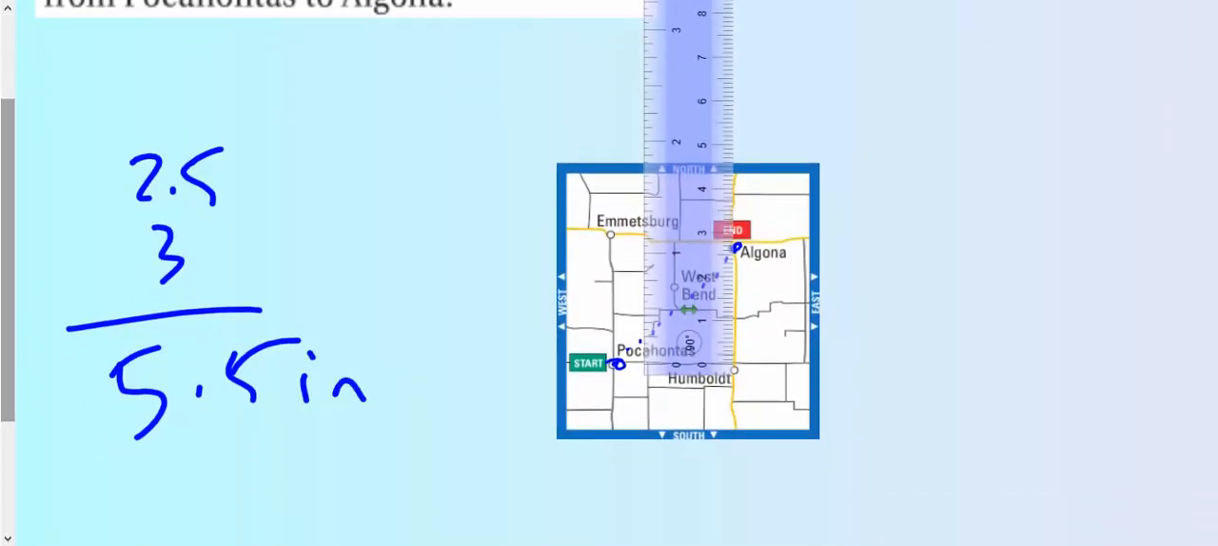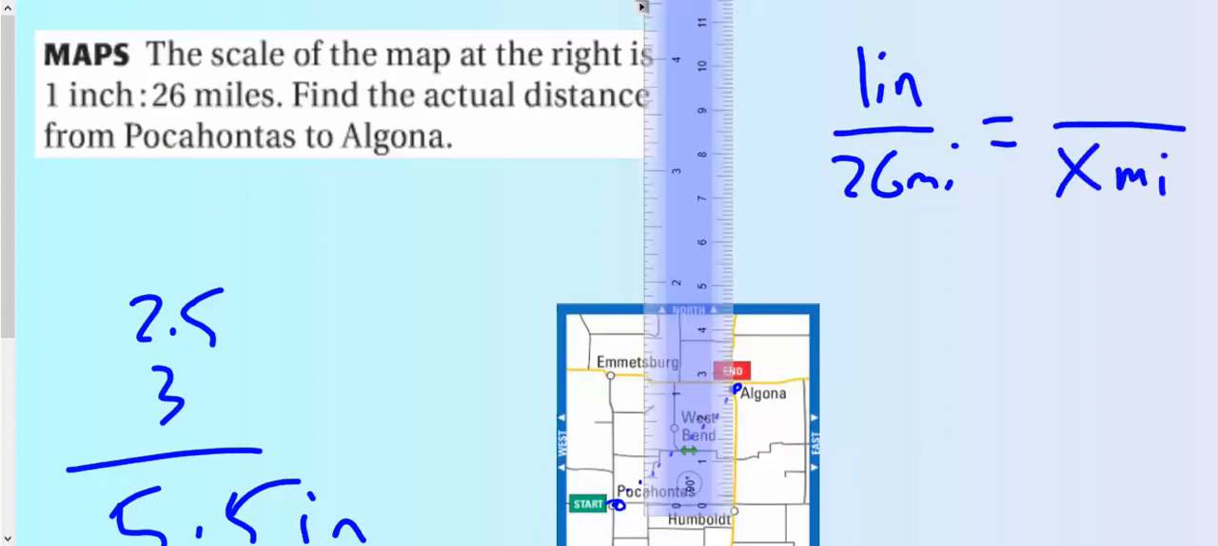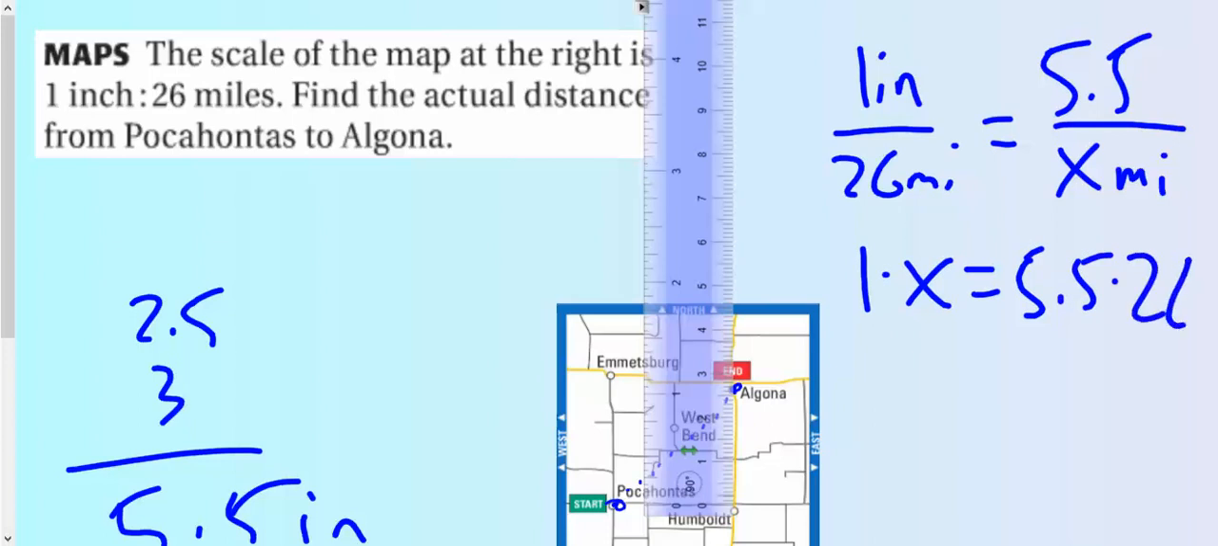So 5.5 inches. I'm going to write this down. 1 inch gives me 26 miles. And then I'm trying to figure out how many actual miles it is, so we're going to use X. And I found if I take the roads, it's 5.5. So you do 1 times X equals 5.5 times 26. That would give you your answer. And again, it depends on how you interpret this question, because you could take a helicopter and fly across that dotted line and be shorter.